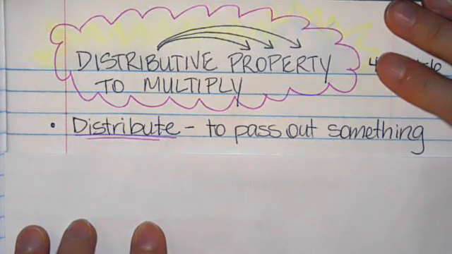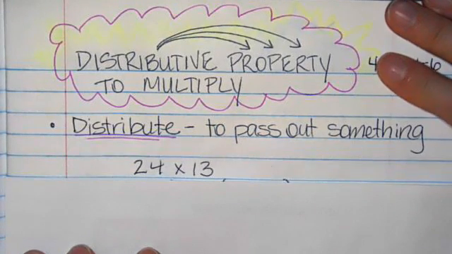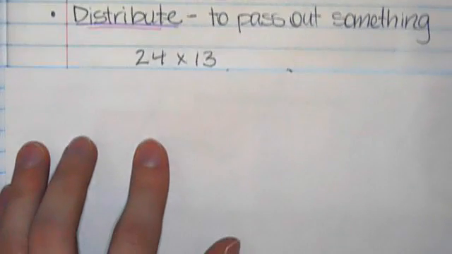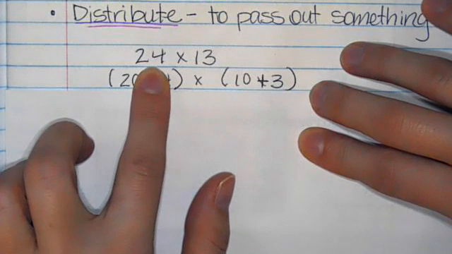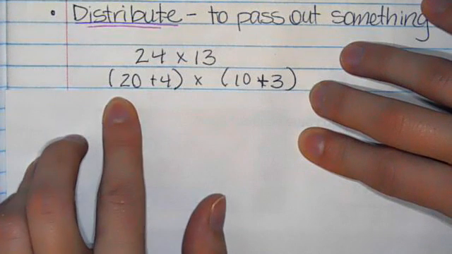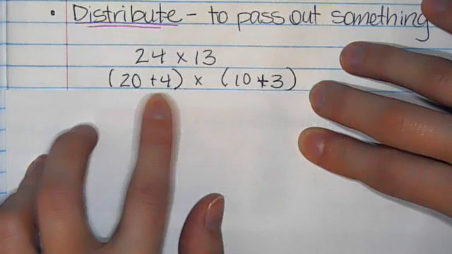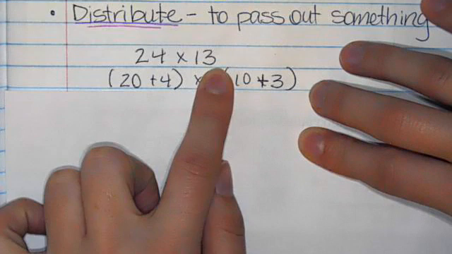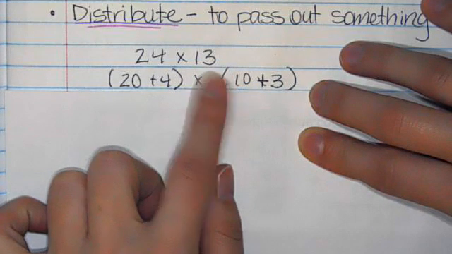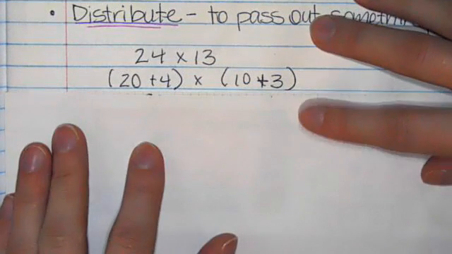So the distributive property. The problem that we're going to be solving is 24 times 13. What I want to do first is break up the 24 into its expanded form, which is 20 and 4. So 20 plus 4 equals 24. And then also break up 13 by its expanded form or place value, which is 10 plus 3 is 13.